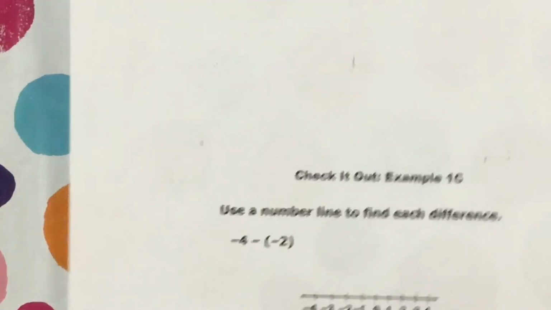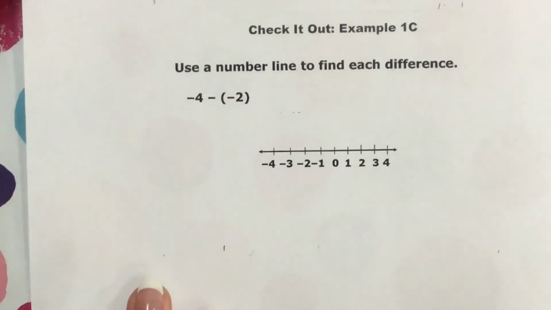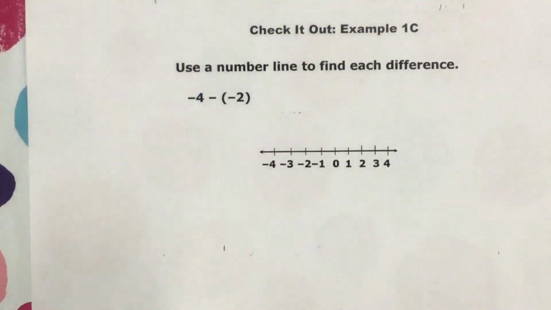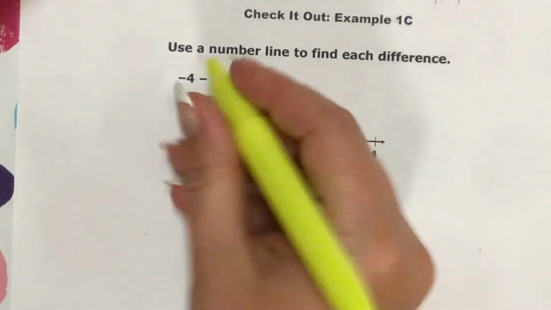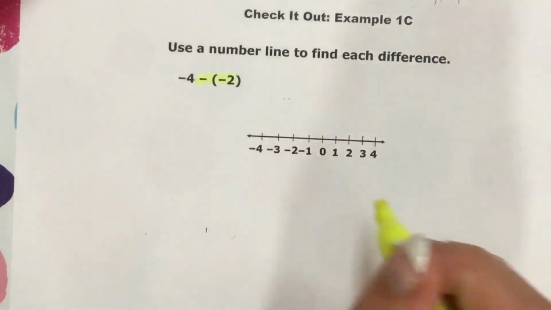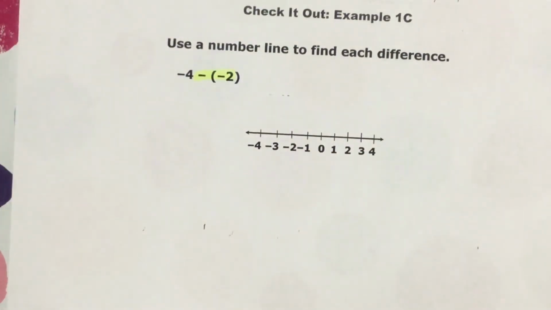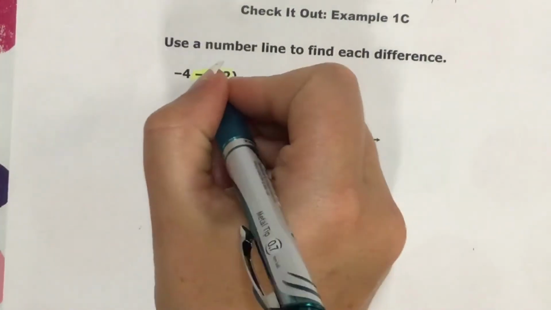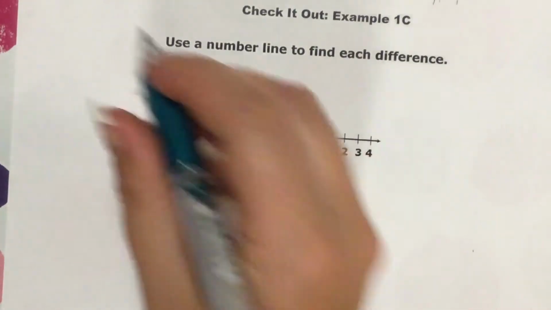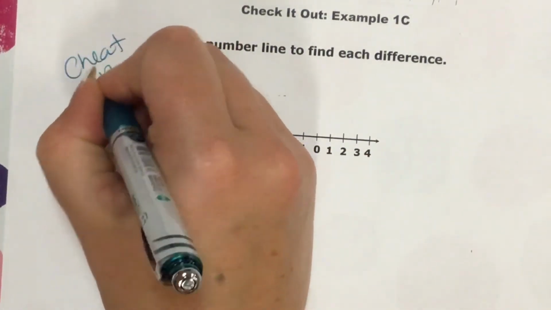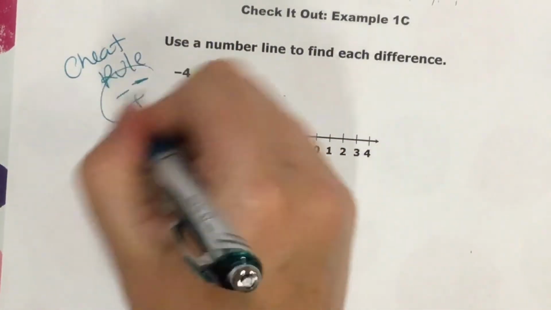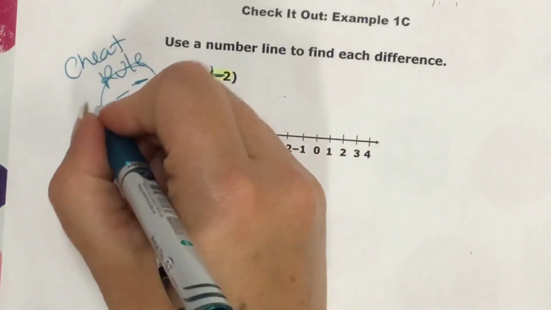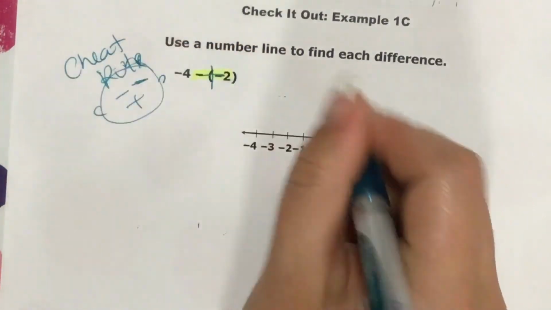Okay, let's go ahead and see how you did on Check It Out, example 1C. Okay, what I see here is I see immediately -4 minus a -2. Immediately, we have 2 negative signs right there. Boom. So what we know is whenever we have those 2 negatives right there back to back, they turn into a positive, and that is the cheat rule of 2 negatives. 2 negatives become a positive. Boom. Looks like a little emoji. Put a little face on them, some hair. Okay, never mind, I'm done.